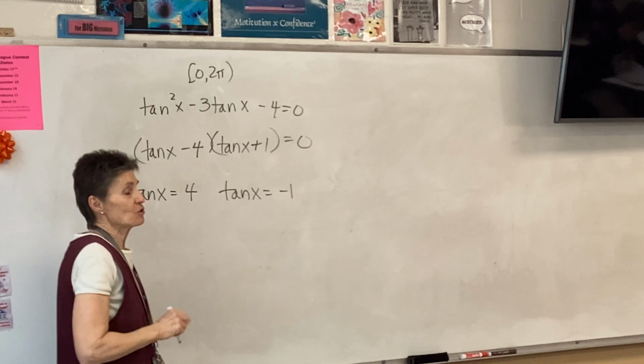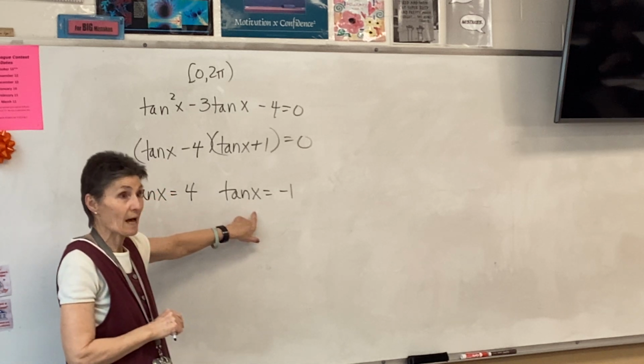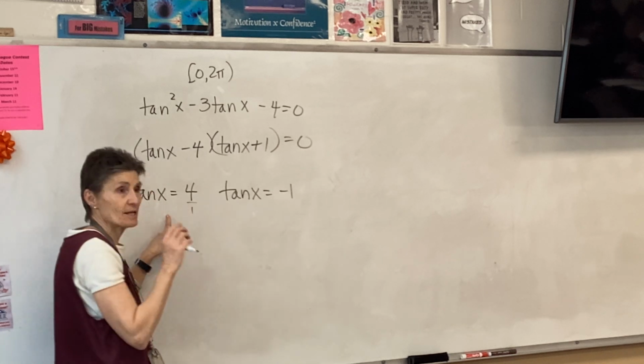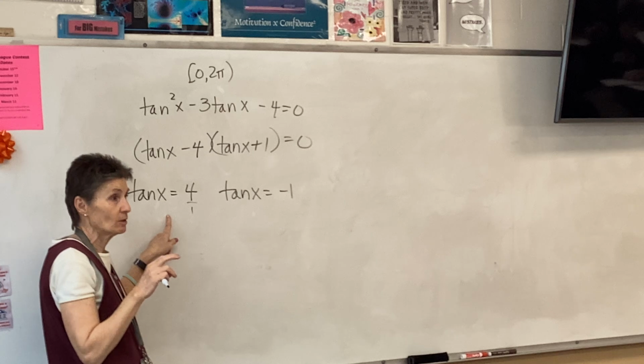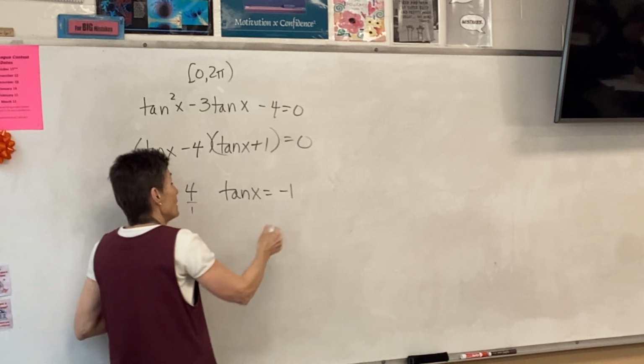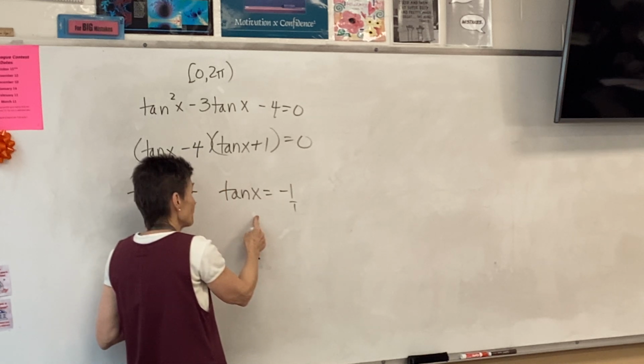Now this has to be a calculator problem, because even though I can do this one without a calculator, I can't do this one. Do you recognize that you don't have a special triangle with a 4 and 1? So that one's going to have to be on the calculator. You can do this one. Let's practice this one without a calculator.